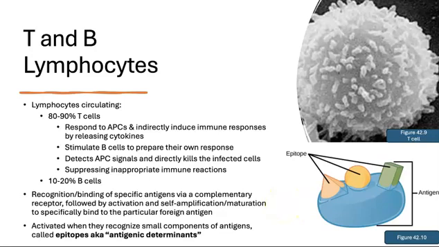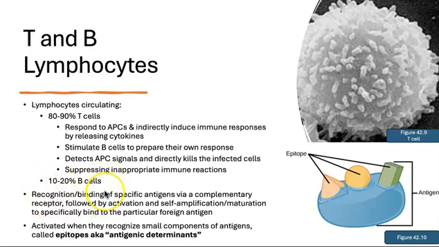Now let's talk a bit more about our T and B lymphocytes. Our lymphocytes that are circulating are mostly our T cells, about 80 to 90%, and they are going to respond to the APCs, as we said before, and indirectly induce an immune response by releasing cytokines. They'll also stimulate our B cells to prepare their own response. We know that's a humoral response where we're going to produce antibodies. We also detect the APC signals and directly kill the infected cells. These, of course, would be our cytotoxic T cells. And then suppressing inappropriate immune reactions, those would be our suppressor T cells. And the other 10 to 20% of our lymphocytes are our B cells.